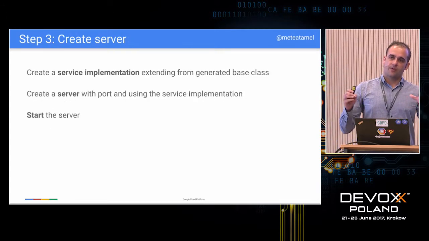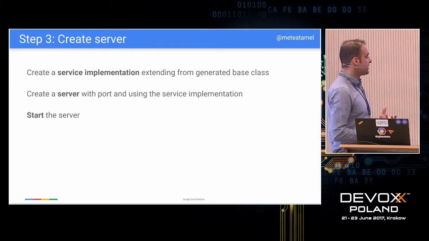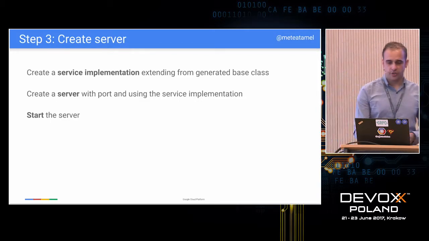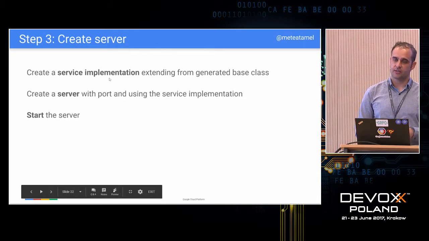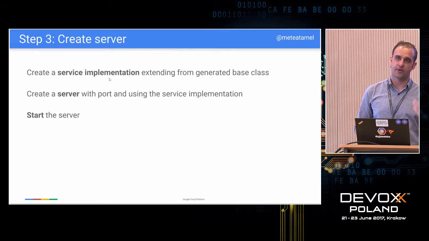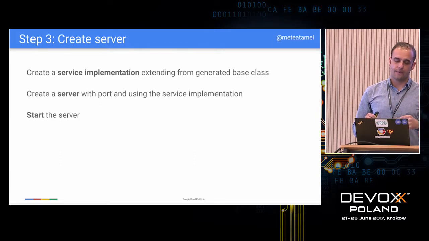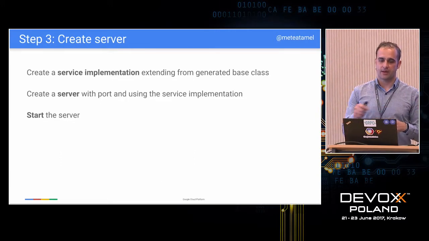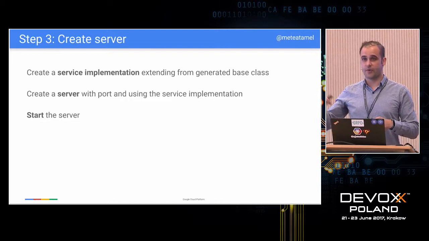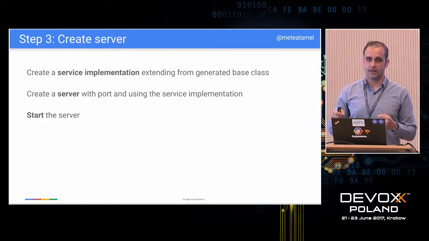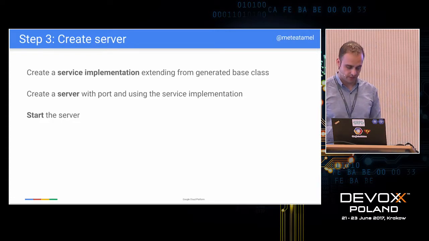So now you have the generated code. You need to create the server. So for the server, first you need to create a service implementation. The implementation is what you have to actually define. So what happens when the greeting method gets called? What you need to do is you create a class that extends from the generated code, and then you override a method, and then you define what happens. And then from there, you just create a server with the ports and the implementation, and you just start the server. And we'll take a look at this shortly.